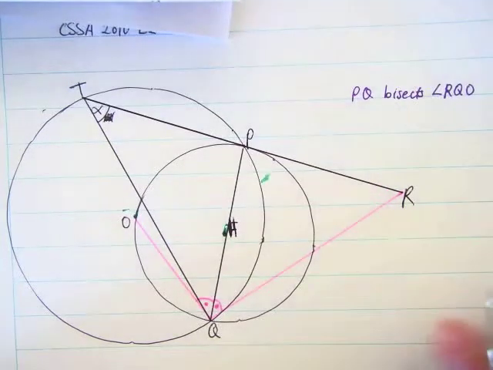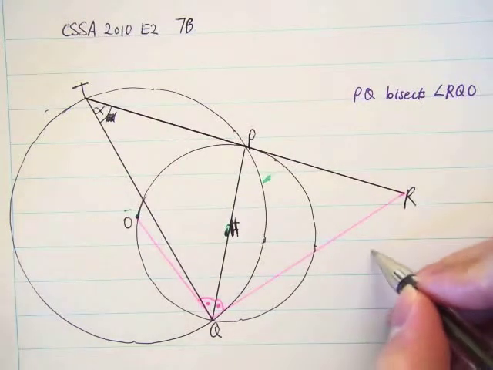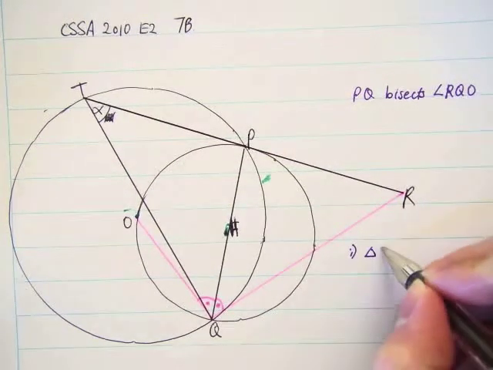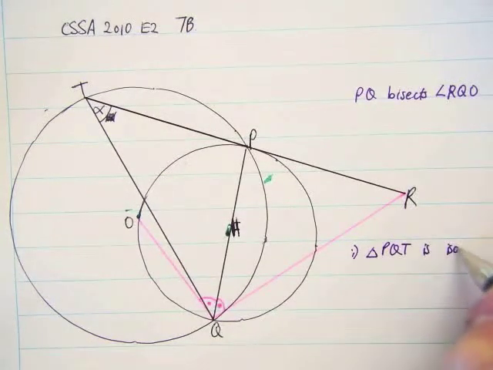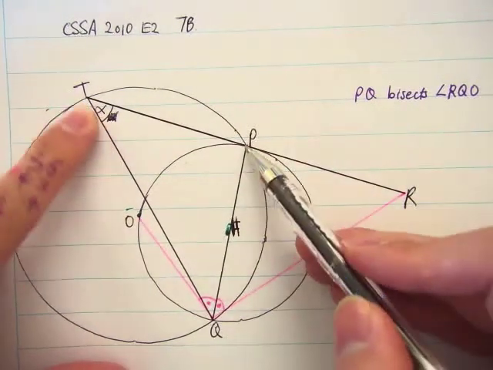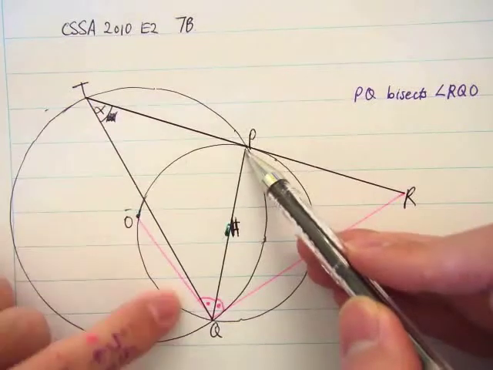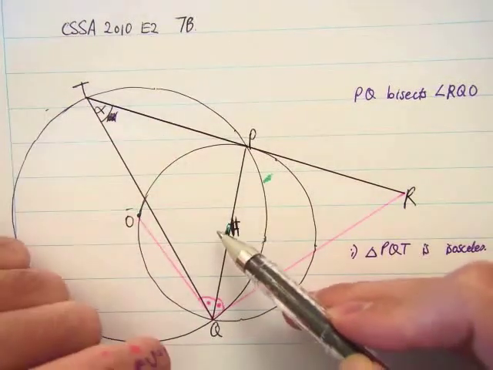Now, the first part of the question asks you to prove that triangle PQT is isosceles. There are several ways to prove something's isosceles. You can try to look at this triangle and ask, can we prove that TP is the same as QP in terms of length? There's not a lot of length going on here.